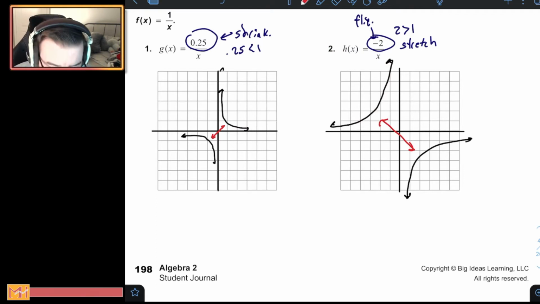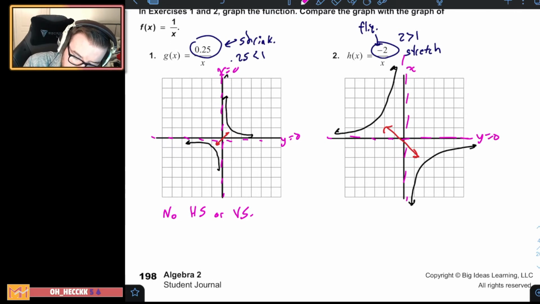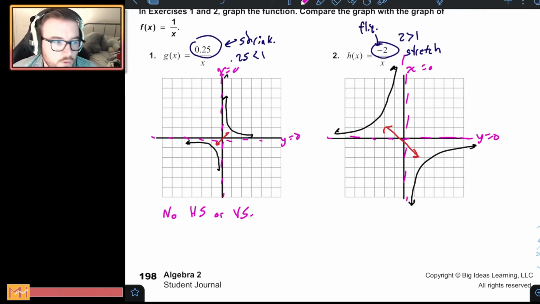Okay, that's kind of the idea. And we flipped. Okay. So if there's no horizontal shift or vertical shift, our asymptotes are both at 0 because we didn't move them left or right. Same with this one. Okay, we're not moving left and right. The asymptotes aren't moving.